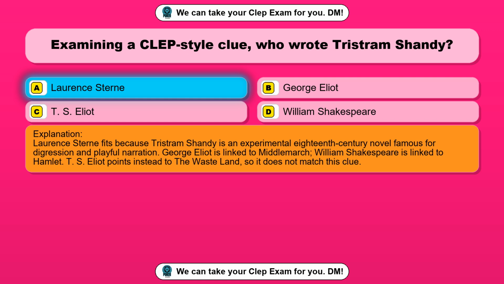Lawrence Sterne fits because Tristram Shandy is an experimental 18th century novel famous for digression and playful narration. George Eliot is linked to Middlemarch, William Shakespeare is linked to Hamlet. T.S. Eliot points instead to The Waste Land, so it does not match this clue.